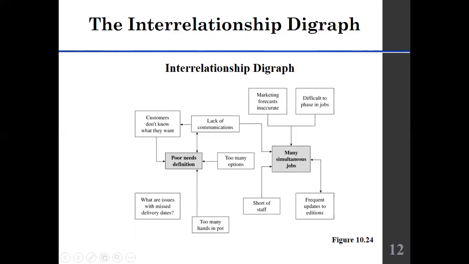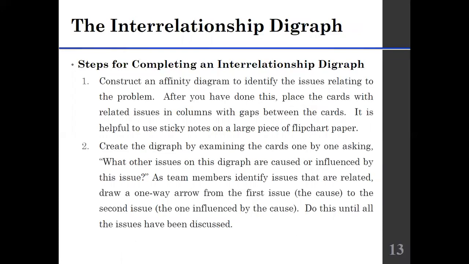We will address how to develop this digraph, but note that the shaded boxes are major issues that we need to address in developing improvement strategies. So the major issues that we need to address here are poor needs definition and many simultaneous jobs. So how to construct the interrelationship diagram? For that, we have to follow some steps.